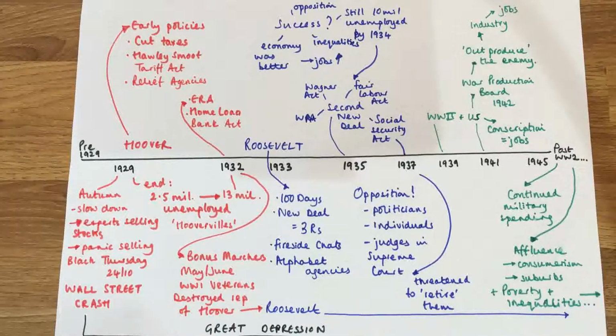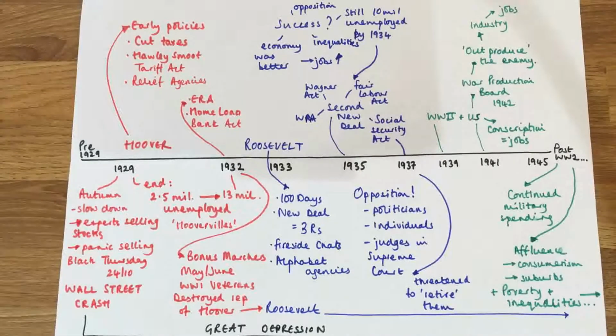The name Hooverville is to mock Herbert Hoover. Other things were used to mock him as well. Hoover flags were people's pockets turned out to show they had no money. Hoover blankets were newspapers that people used to sleep under. In 1932 then, Hoover put new policies into place. The ERA, the Emergency Relief Act, gave $300 million to state governments to help the unemployed. The Home Loan Bank Act was to try to stimulate house building and house ownership.